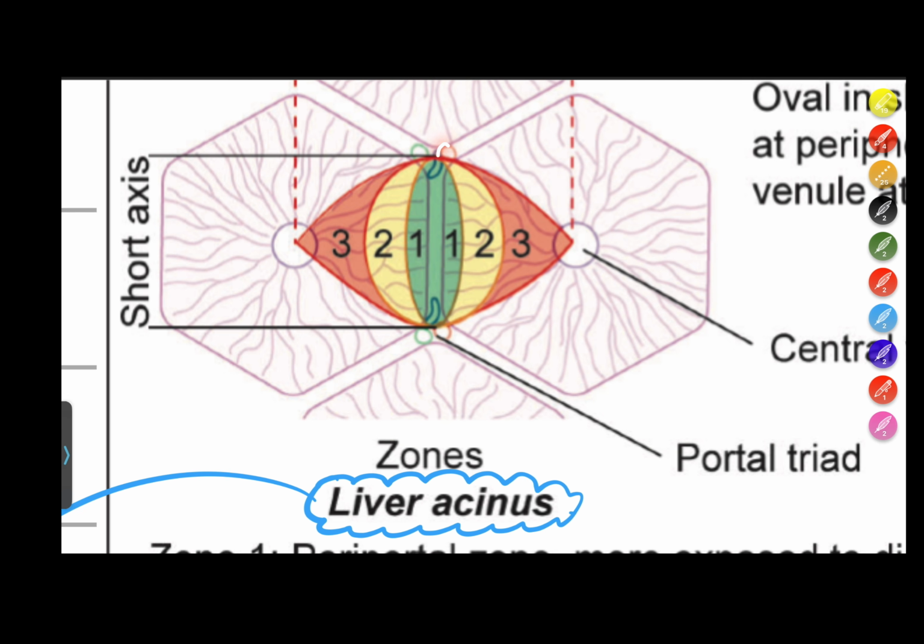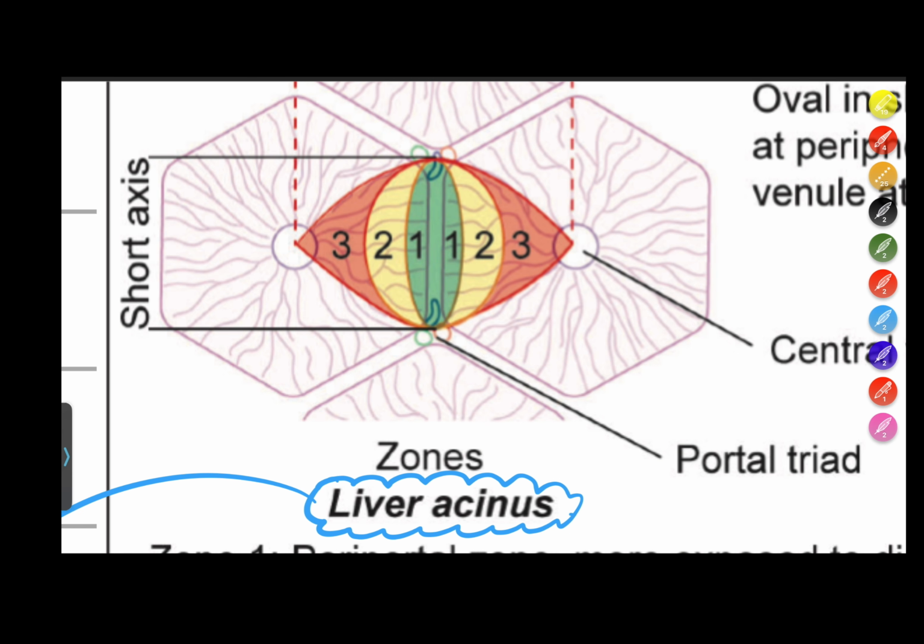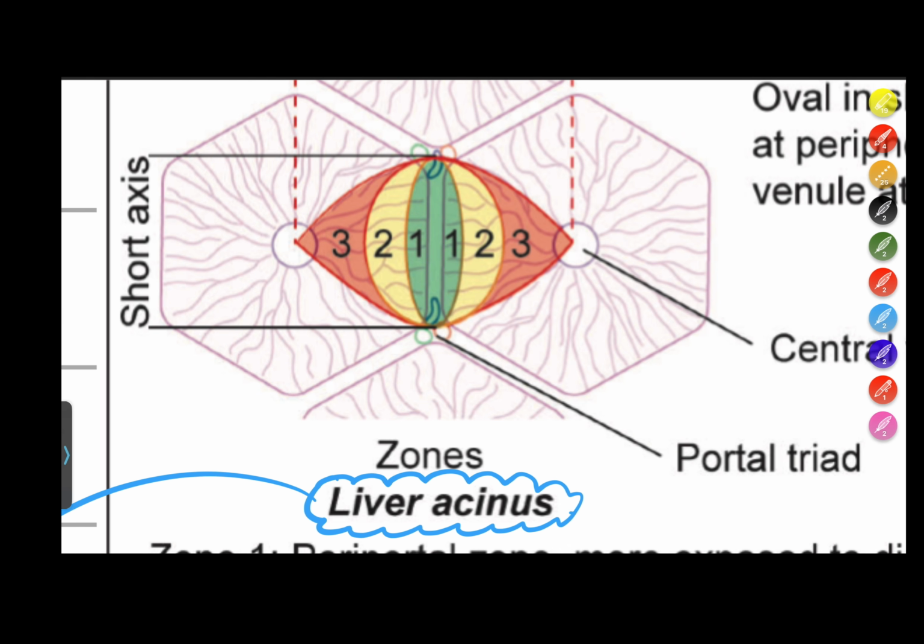Because of the presence of the hepatic artery, zone 1 will accept the maximum amount of oxygenated blood, because the hepatic artery contains oxygenated blood and the central vein contains deoxygenated blood. So zone 1 will get the maximum amount of oxygenated blood, zone 2 will get less, and zone 3 will get the least amount of oxygenated blood.